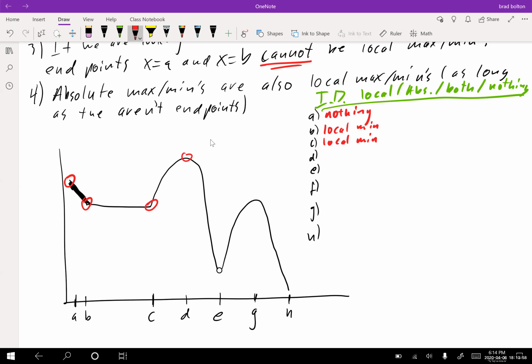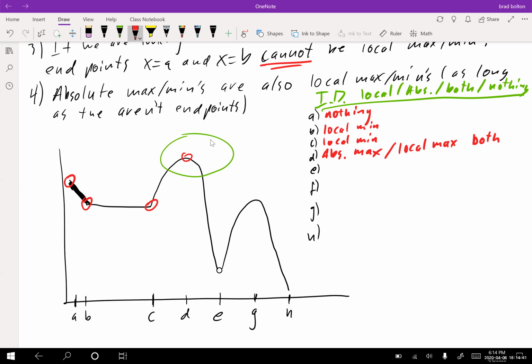Now up here, when we're looking at D, is that the highest point on the entire graph? Yeah, that is the highest point. So I'm going to call that the absolute max. Okay. However, is it also in the neighborhood near D? Is D the highest point in that neighborhood as well? Yes, it is. So we know that D is also a local max. So it's both, right? It's an absolute max and a local max, okay?